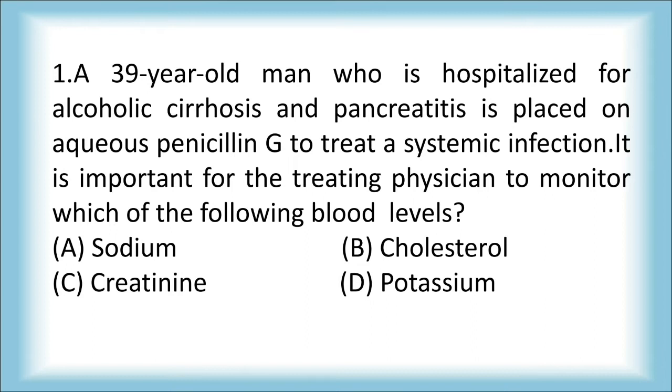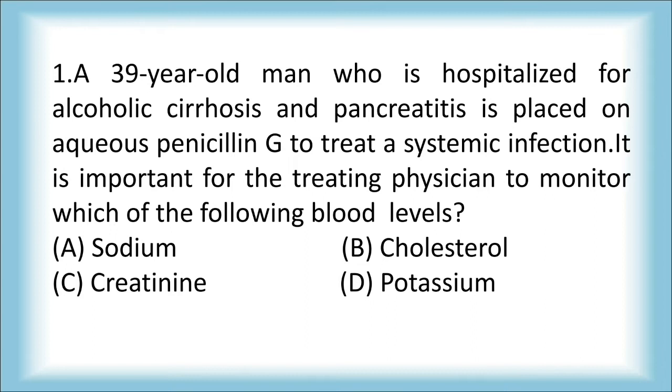Okay, so here the question is simply, if you are administering aqueous penicillin G for a systemic infection, which constituent's blood level should be monitored. And here the options: option A sodium, option B cholesterol, option C creatinine and option D potassium. We know penicillin is an antibiotic which mainly acts by inhibiting cell wall synthesis.